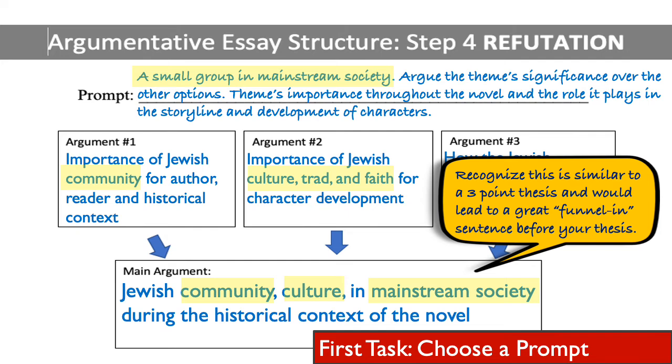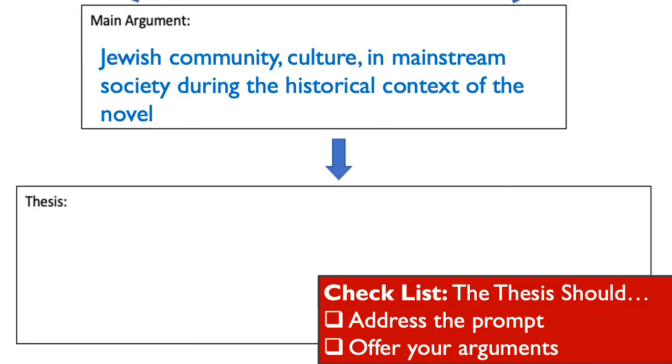Okay, let's take this main argument now and let's try to craft from it a thesis with just one main point. So there's that main argument: Jewish community, culture, mainstream society during the historical context of the novel. These are just basic ideas. This is not even a complete sentence. We're just trying to find the main arguments from our 3. And now I want to craft a thesis. As I craft this thesis, I need to make sure that the thesis is going to address the prompt and it's going to offer my arguments. Okay, address the prompt and offer my arguments. So now's a great time to look back at that prompt, and then keep your 3 main arguments in mind.